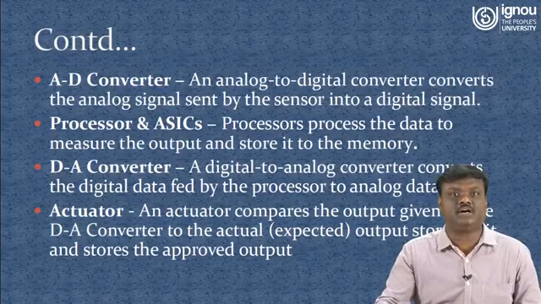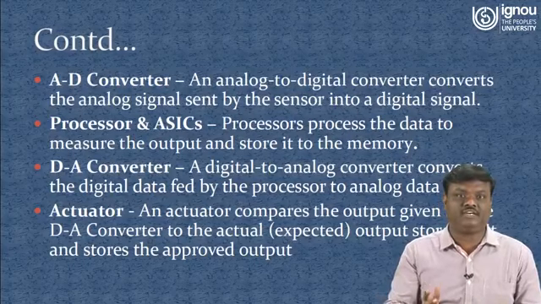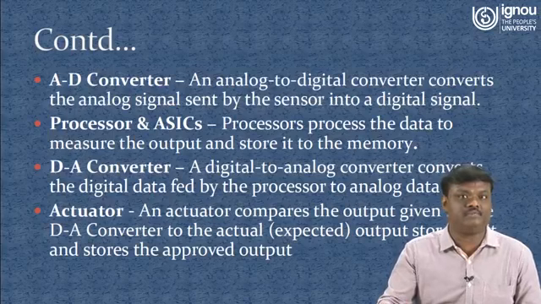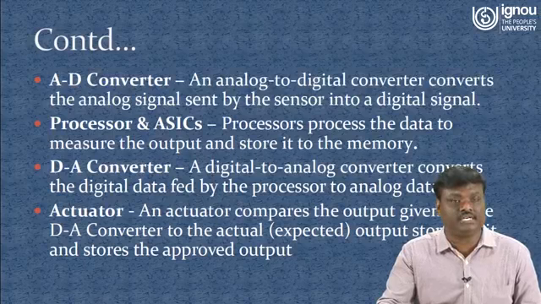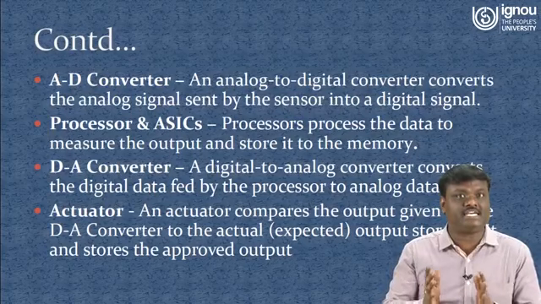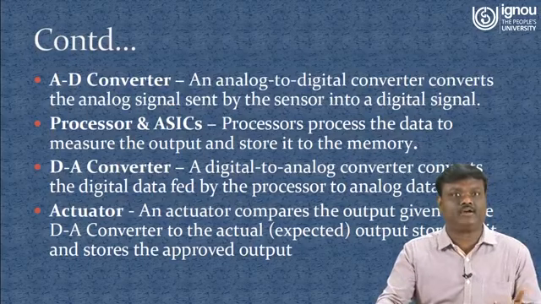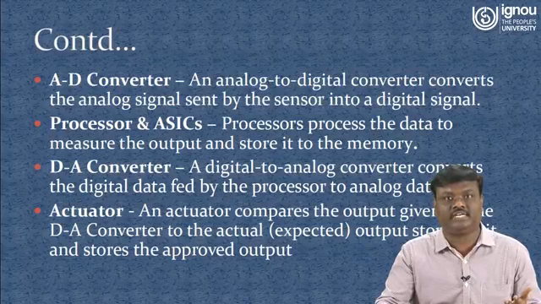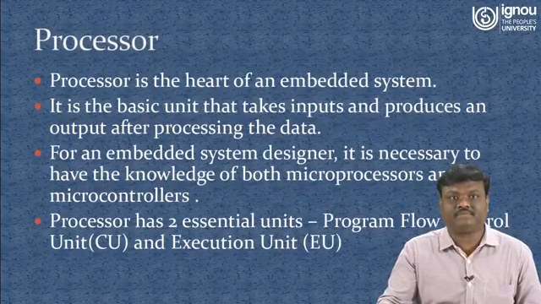The last component we will be talking about is the actuator. The actuator compares the output given by the D to A converter to the actual expected output that is stored in it and stores the approved output. So here it is a kind of checking mechanism that comes into the picture. The actuator is comparing the output given by the D to A converter against the parameter or the result that is stored inside the chip, and checking whether it is within the limits or beyond the limits. Depending upon the output, it activates.